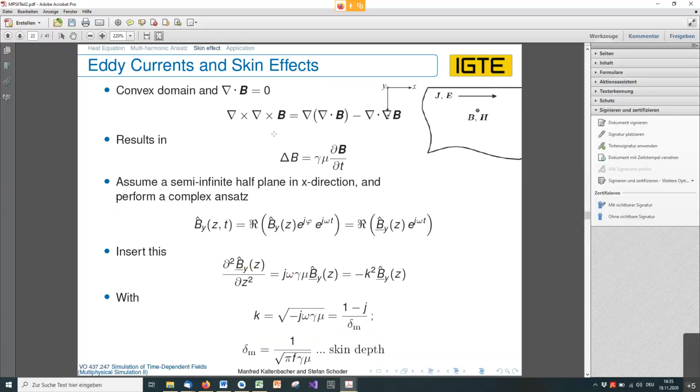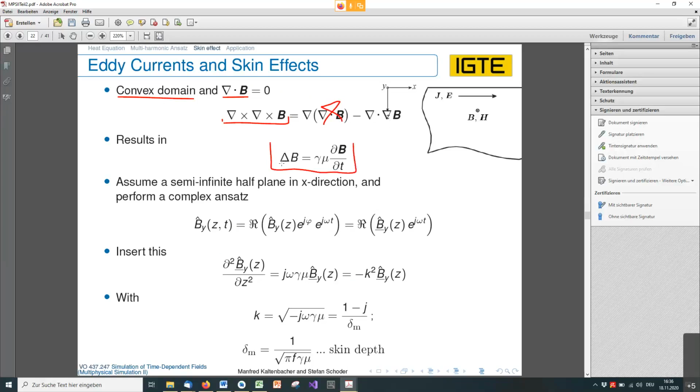Going one step further, if we have a convex domain and the divergence of the field is 0, then we can replace the more complicated curl-curl operator, which you see here, by this simple vector analysis identity. Then we end up with this divergence being 0, and we have here a vector Laplacian operator, and the result is this simple equation.